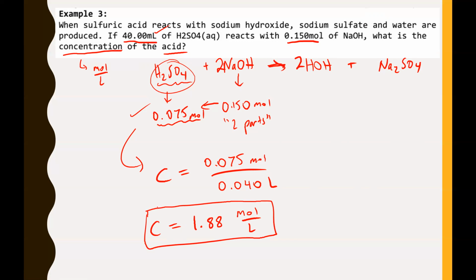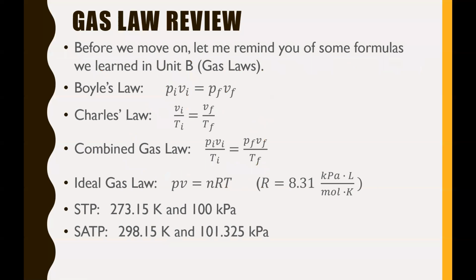So again, the moral of the story on these ones is be a little bit creative with what you're looking for. In other words, try to figure out what you've got and how you can get to what you want. If we're looking for a concentration, that means we need moles and liters to find the moles per liter. The good news is moles is what connects this whole thing all together. If you don't have moles, you are out of luck.